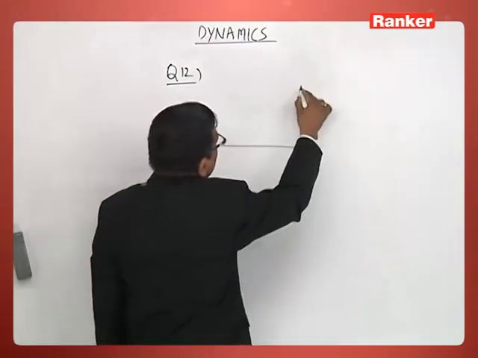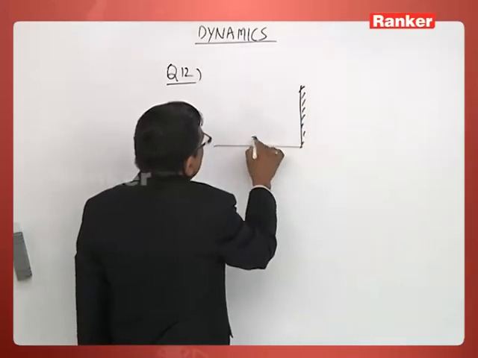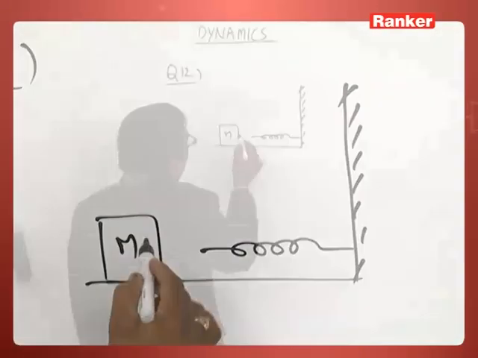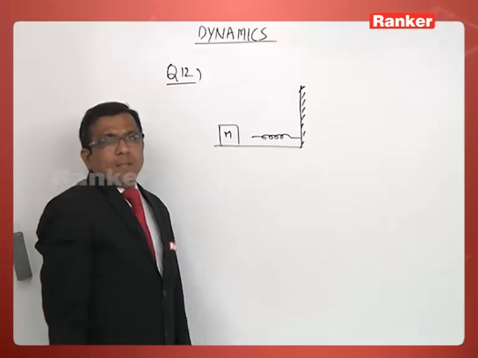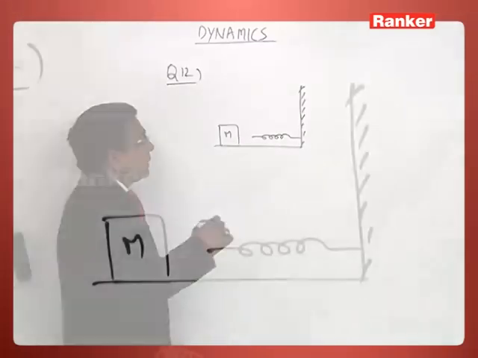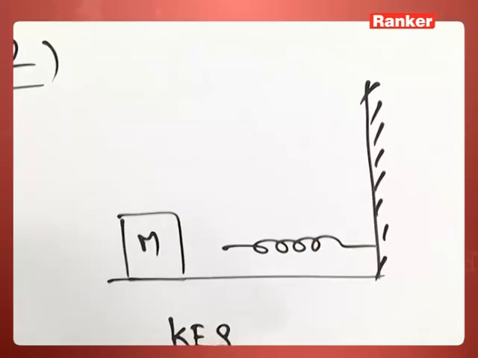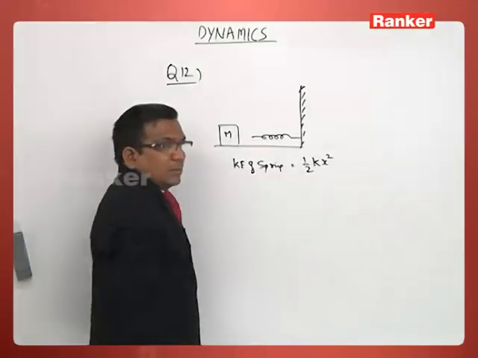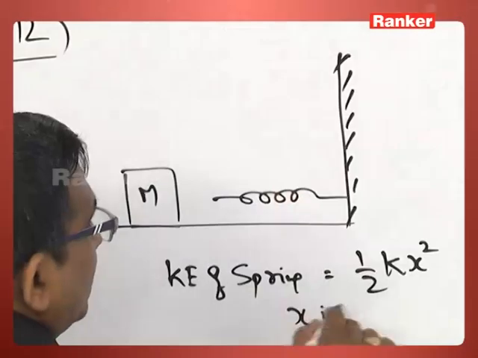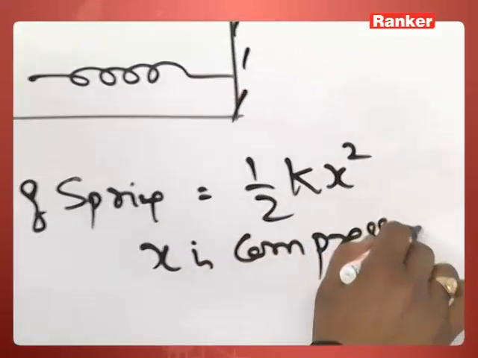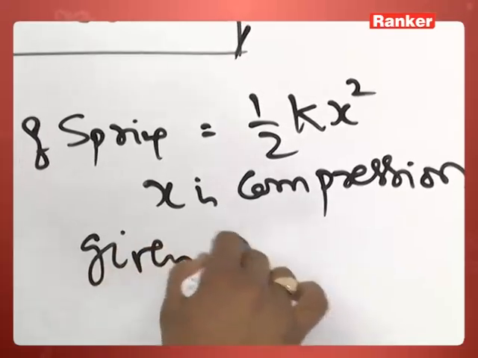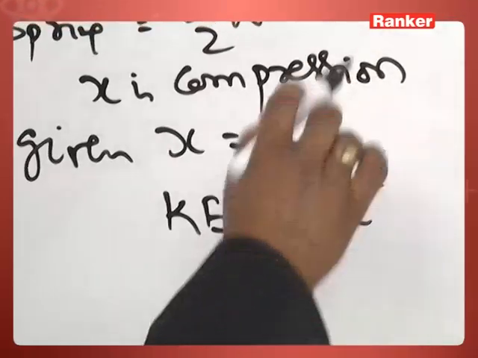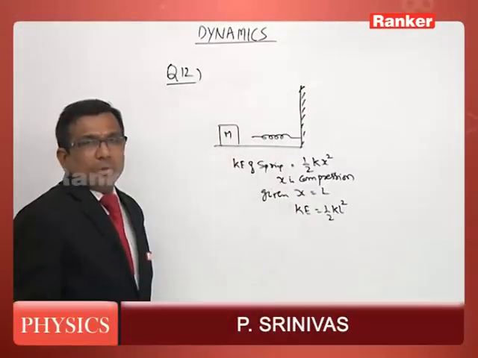If you take the diagram, here there is a spring connected like this, and there is a block of mass m. Now it is going and colliding with the spring, and the spring is compressed by length L. So what is the energy of the spring? The energy is half k x square, where k is the spring constant and x is the compression or extension, given x is equal to L. Therefore KE is equal to half k L square. This is the kinetic energy imparted to the block.